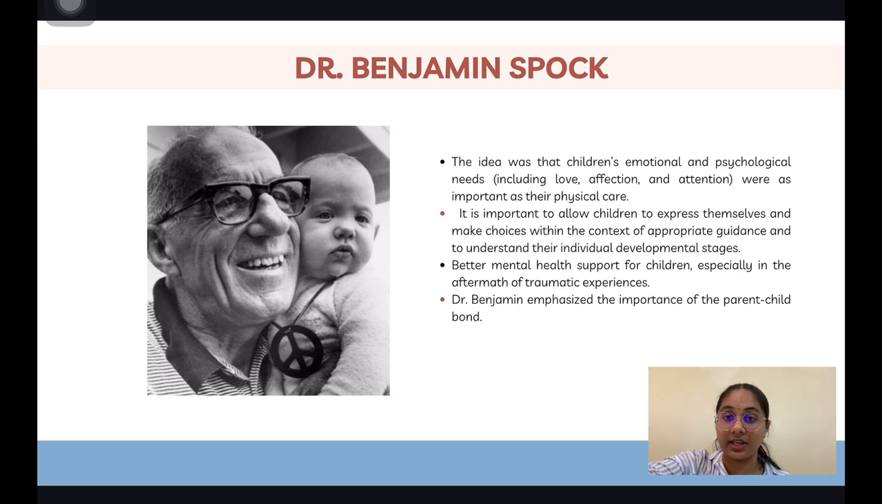In addition to advocating for a flexible routine, Dr. Benjamin emphasized the importance of the parent-child bonding. His advice was grounded in psychological research, showing that a strong, affectionate relationship between parents and children was crucial for emotional development. He suggested that children should not be subjected to excessive discipline or control, but rather should be nurtured with affection and understanding.